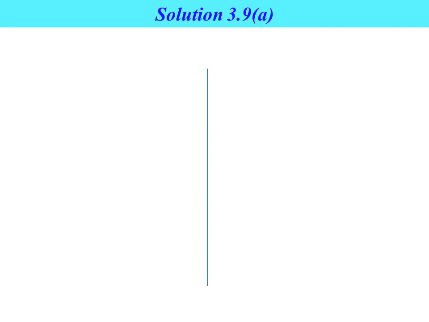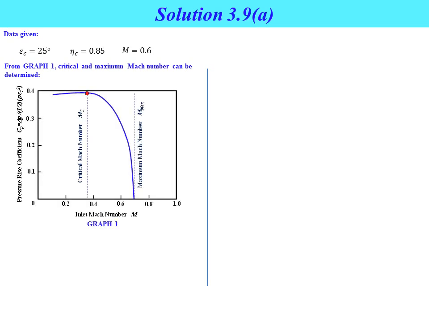Okay, solution for example 3.9a. Data given: critical deflection angle equal to 25 degrees, critical efficiency equal to 0.85, Mach number equal to 0.6. From graph number 1, critical and maximum Mach number can be determined. So from the graph, we obtain that critical Mach number equal to 0.36 and maximum Mach number equal to 0.69. Thus, calculate the Mach number ratio. Mach number ratio equal to 0.73.